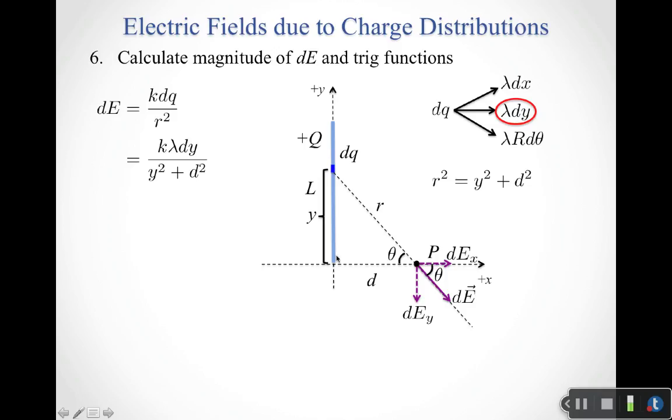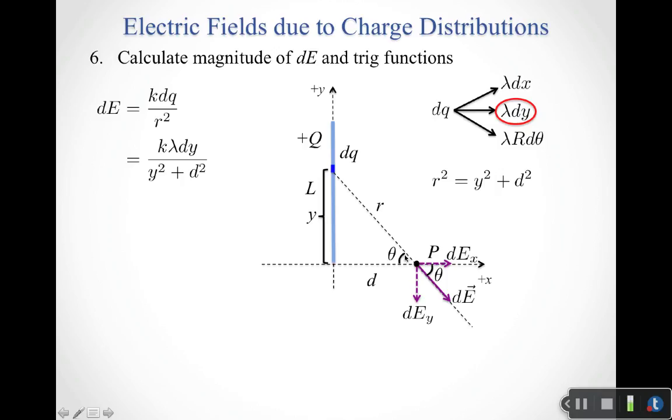And so again, I can see that y here is going to be the variable of integration that I care about. I'm integrating from 0 to L in y. I'm going to be integrating over dy, and so this y is going to be part of what I'm going to have stuck within my integral. All right, so that's the dE part.